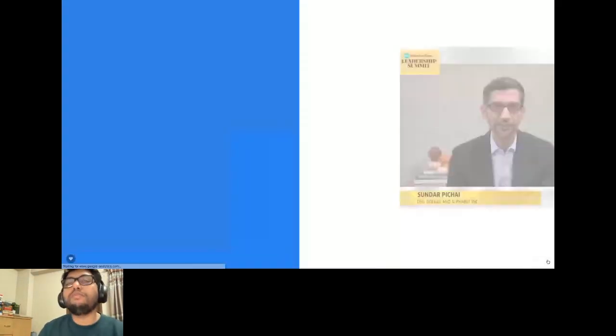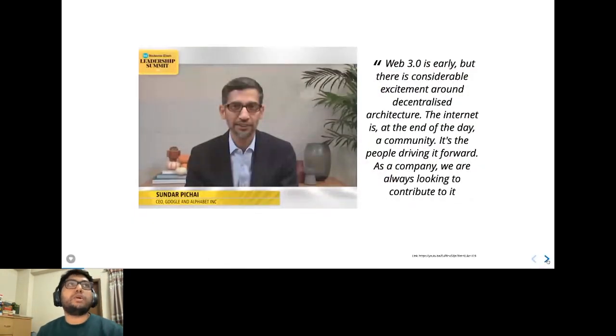So let's first try to give you the context. We have heard a lot about Web3 in the last year or so, since it's already the end of 2021. In a recent interview at the Hindustan Times Leadership Summit, Sundar Pichai was asked this same question about exactly what is Web3 and how Google is looking into Web3 in the upcoming days. His answer was pretty amazing in terms of saying that Web3 is early and there is a considerable excitement around decentralized internet. And the internet is, at the end of the day, a community. It's the people driving it forward. And as a company, we're always looking to contribute to it. So it is something that every tech giant is looking at and trying to contribute as much as possible.